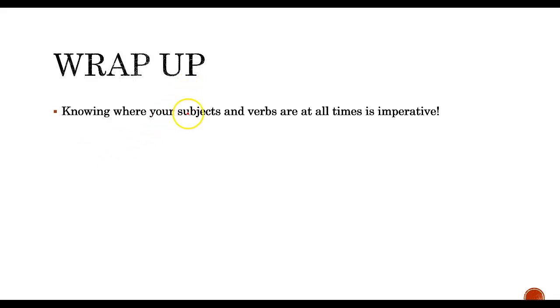So you want to make sure you always know where your subjects and verbs are at all times, right? This is imperative. A lot of people always ask me, do you always know where your subjects and verbs are? And I say yes. In every single sentence that I write, I know what's my subject and what's my verb. Anytime I read back through my writing, I have a sort of subconscious thought of where's my subject and where's my verb. I'm looking for them all the time.